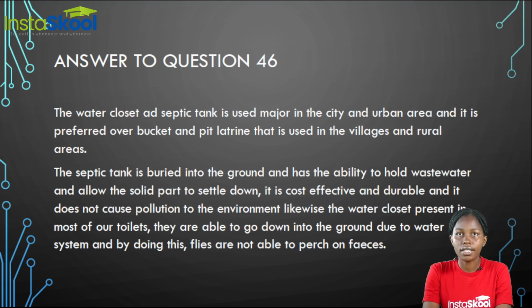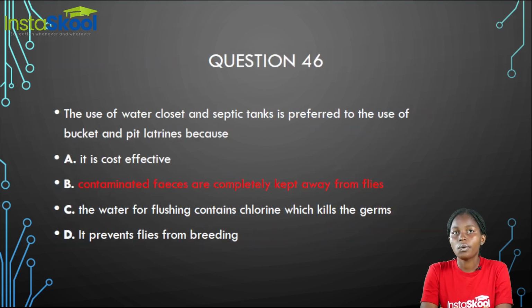These water closets are able to move down the wastewater into the ground due to the water system. And by doing this, flies are not able to perch on feces. So when we look at our option, it is most preferred not just because it is cost effective, but also contaminated feces are completely kept away from the flies, because flies cannot perch on contaminated feces in the septic tank and the water closet present in the urban area. So our answer is option B.